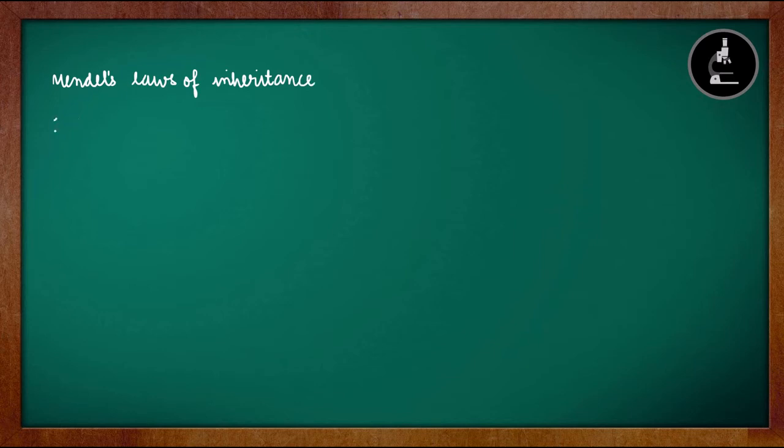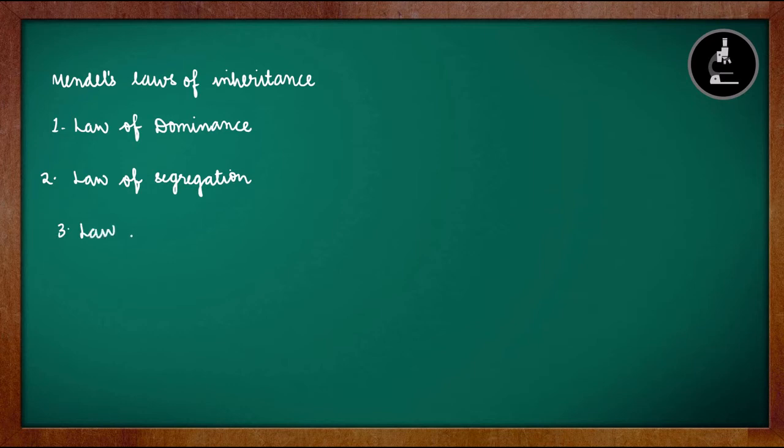They are, first one, that is law of dominance. Second one is law of segregation. And the third and the last one is law of independent assortment. So these are the three laws of inheritance by Mendel which we will be studying.